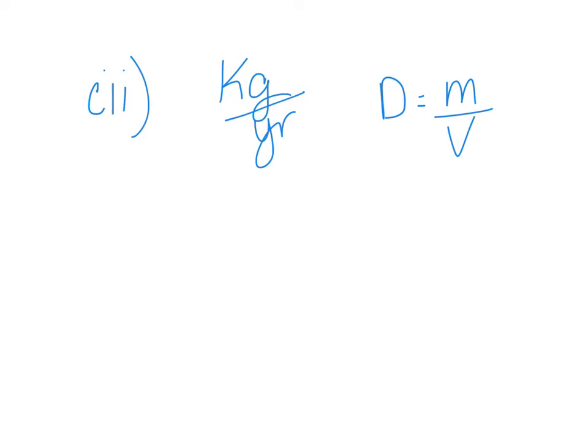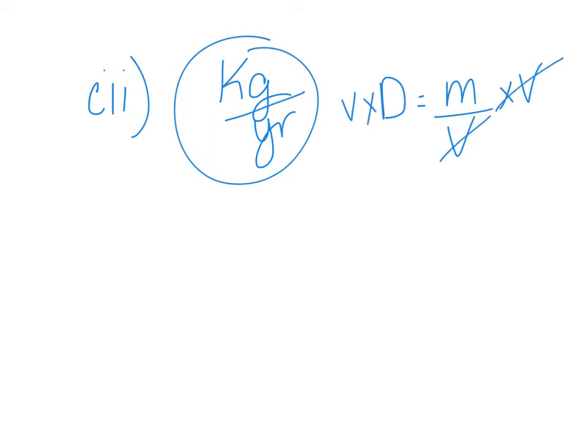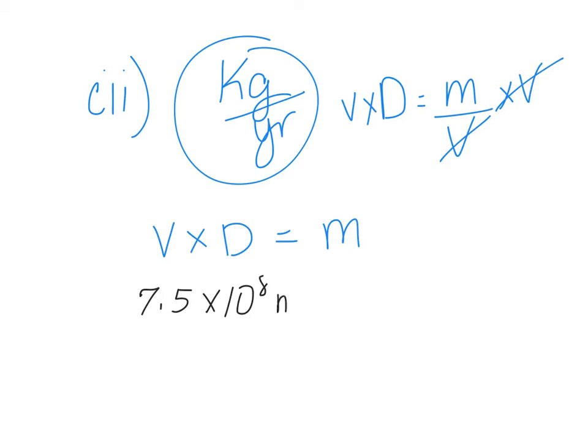Okay, so we need to isolate mass because our answer needs to be in kilograms, which is mass. So I can multiply both sides by volume, and then these cancel, and so I get volume times density is equal to mass. All right, so the last problem gave us our volume as 7.5 times 10 to the 8th meters cubed per year.